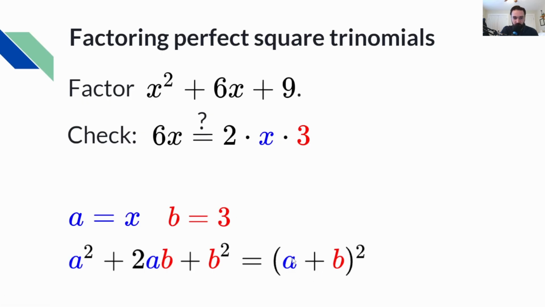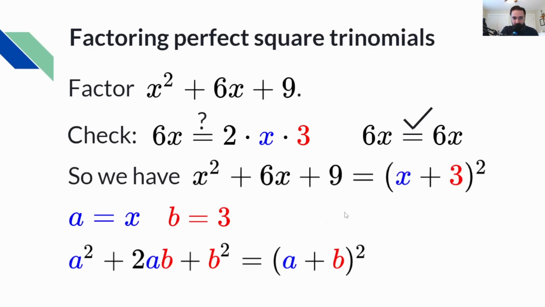So we have all the pieces we need to check to see if we can factor this as a perfect square trinomial. We need to check the middle term, which should be 2ab. So we're asking, is 6x the same thing as 2 times x times 3? And the answer is yes, it is the same. So this is a perfect square trinomial, which means we can factor it as a plus b squared. x plus 3 squared is our answer.